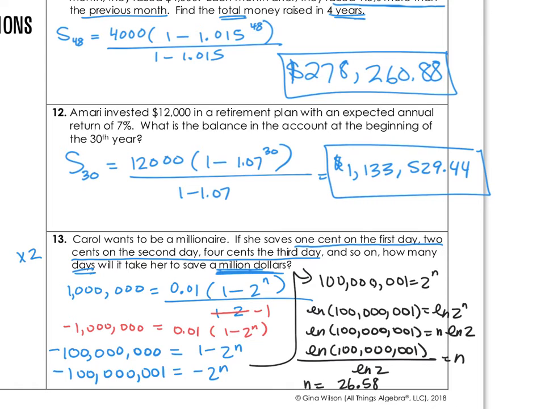So, oh my goodness, if they actually save double what they were saving, and starting with a penny, in less than 27 days, they'll have $1 million. Wow, that's impressive. Alrighty, we are done.